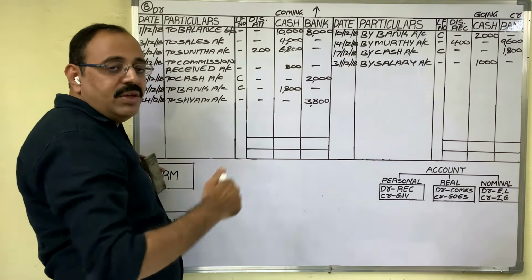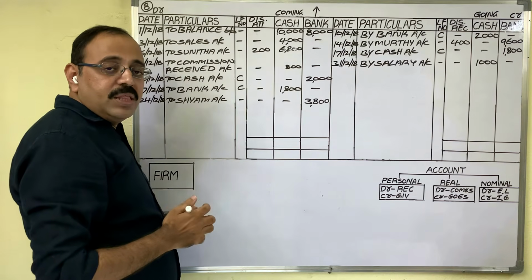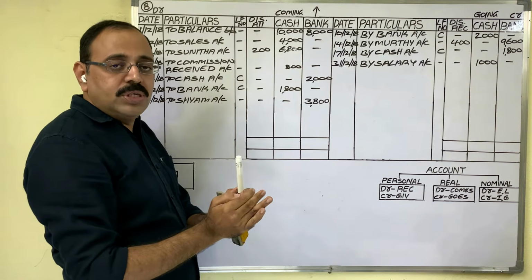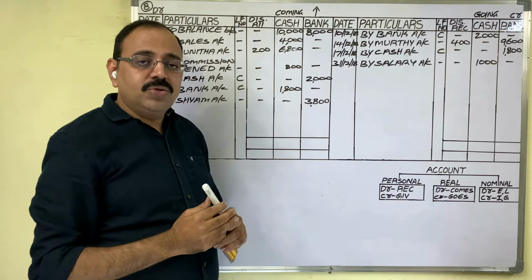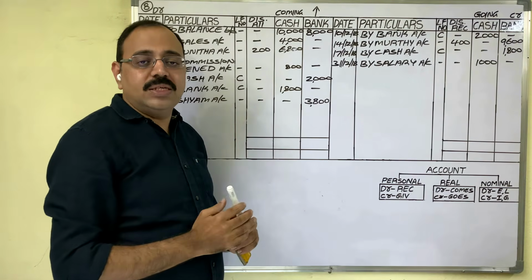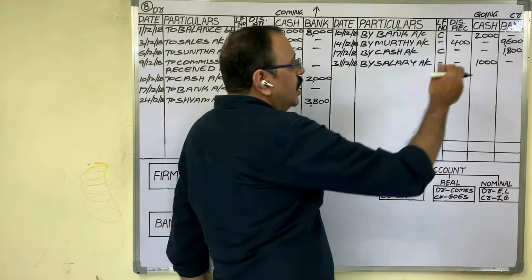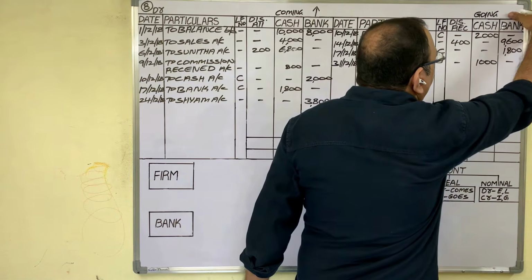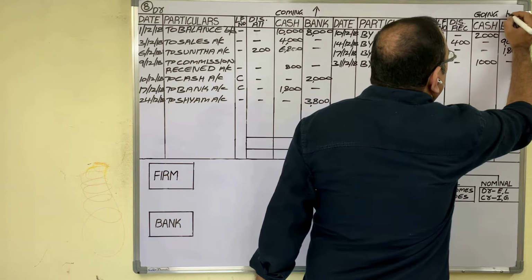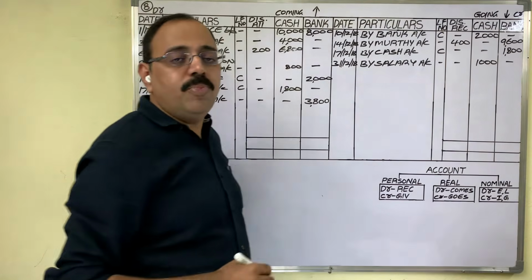Credit the giver. If banker is a giver, it means that from our account money is going. So our bank balance decreases. If banker is a giver, our bank balance decreases. So remember these 4 points.